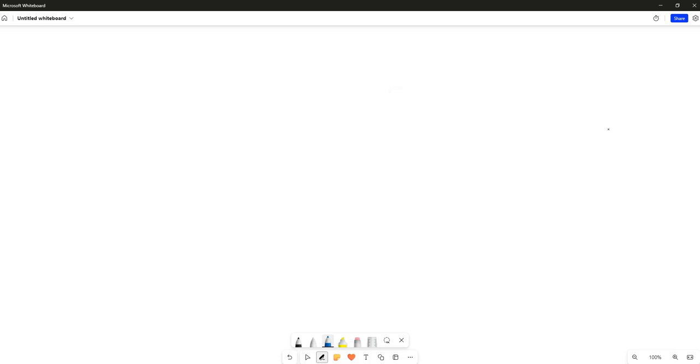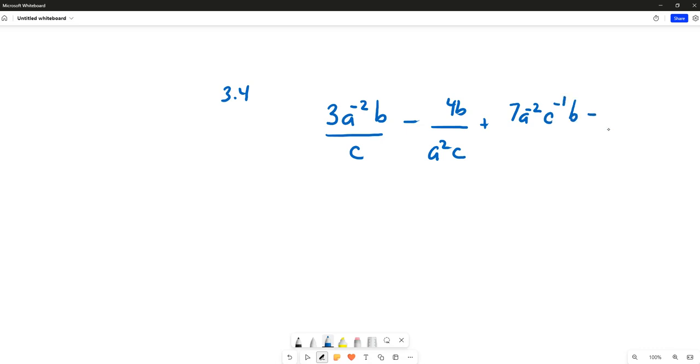Okay, let's look at 3.4, simplifying by adding like terms. We have 3a to the negative 2 power b over c minus 4b over a squared c plus 7a to the negative 2 power c to the negative first power b minus 4ba squared over c.